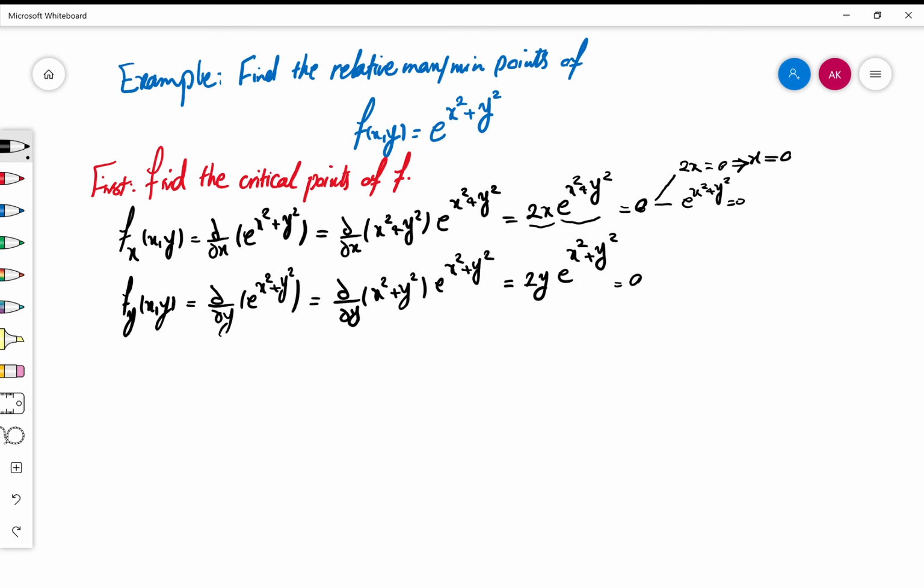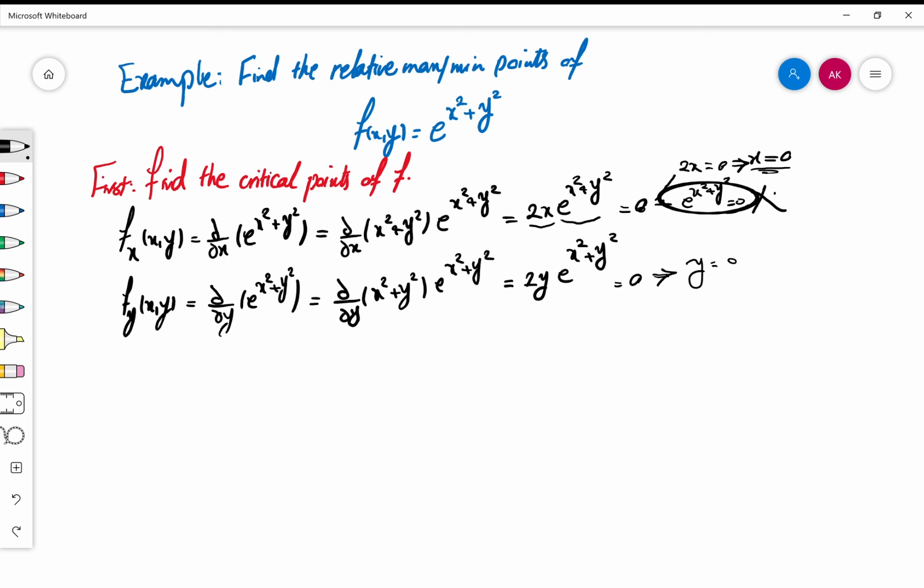How about e to the power x squared plus y squared equal to 0? This is a fact you have to remember from the section on the exponential function. B to the power of any real number is non-zero. It's indeed a positive number. It cannot be 0. So there won't be anything coming from this piece. The only solution for that is x equal to 0. The same kind of argument works here, and you get y equal to 0.